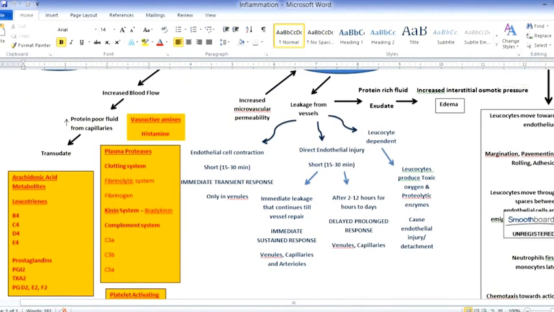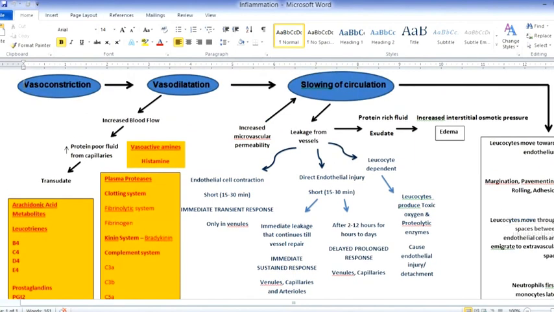Now let us move on to the chemical mediators of inflammation. There are various chemical mediators of inflammation. Important ones are vasoactive amines, plasma proteases, including clotting system, kinin and complement system, platelet activating factors, cytokines, and arachidonic acid metabolites such as leukotrienes and prostaglandins. First, let us talk about vasoactive amines. An important vasoactive amine is histamine.